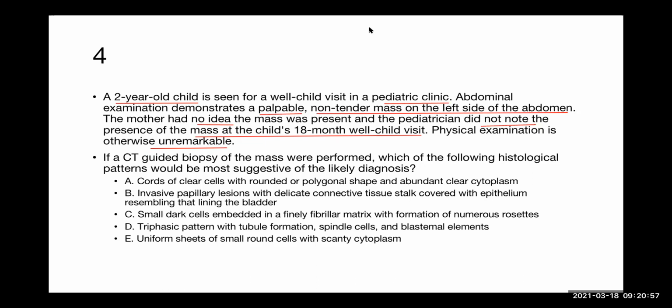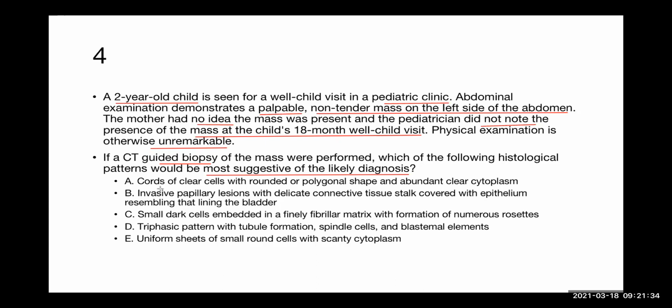If a CT guided biopsy of the mass were performed, which of the following histological patterns would be most suggestive of the likely diagnosis? This is a little bit difficult case because they have not even given a clue for the diagnosis, and have straight away asked the histopathology. At this age, Wilms tumor, also known as nephroblastoma, is one of the commonest tumors in the child. So, is there any clue for nephroblastoma from the list or not?